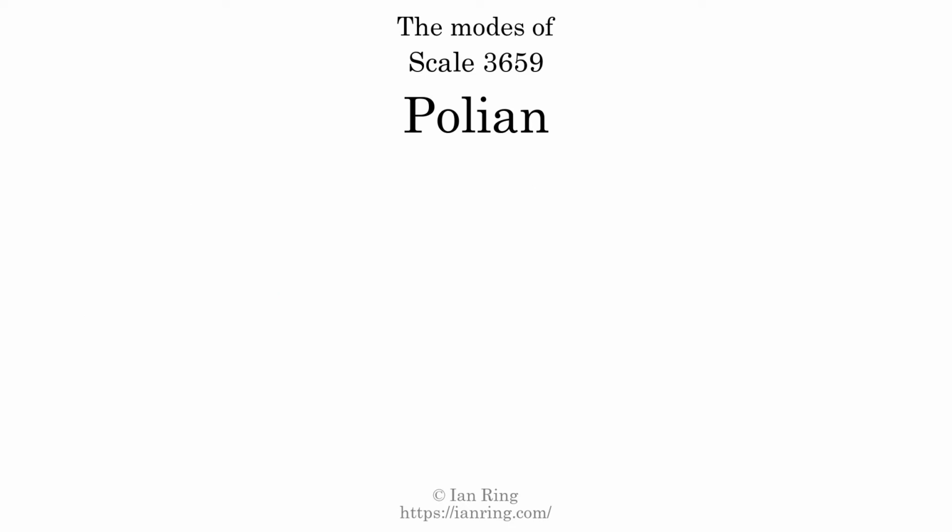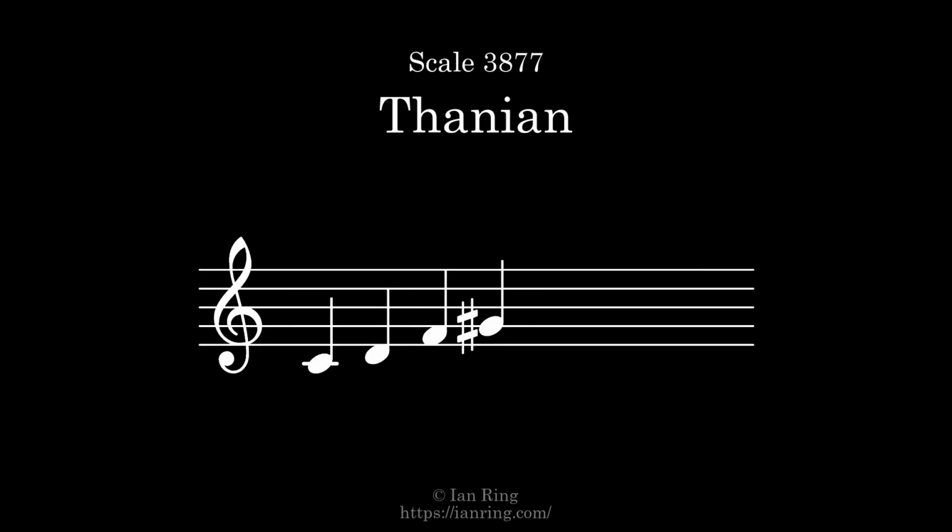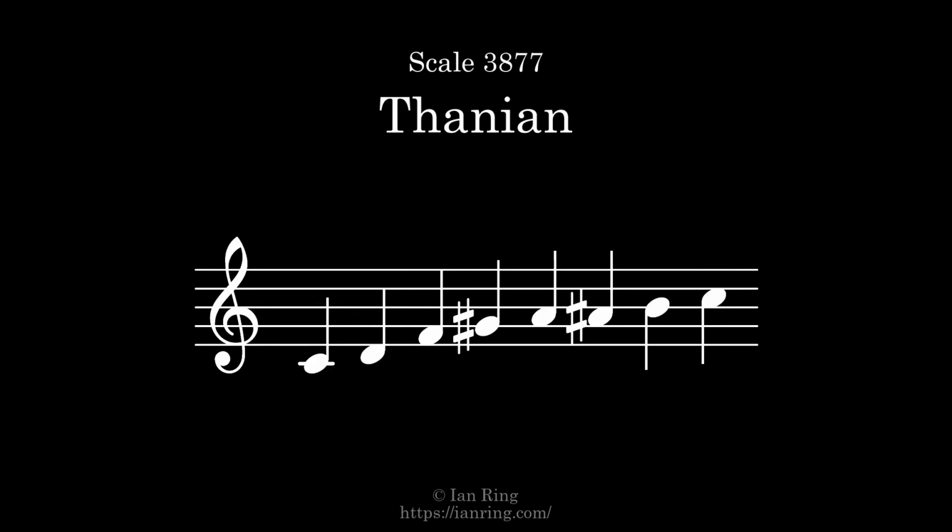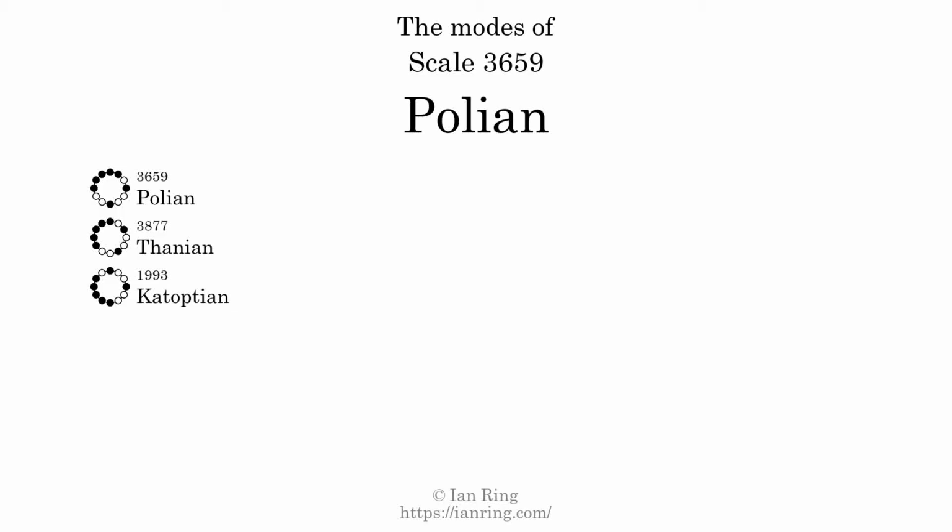This scale has 7 modes. The first mode is itself. The second mode is scale 3877, also known as Thanian. It sounds like this. The third mode is scale 1993, also known as Catoption. It sounds like this.